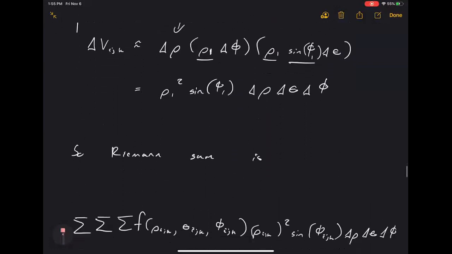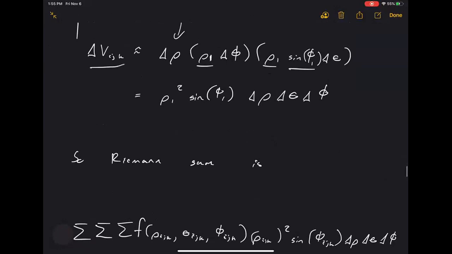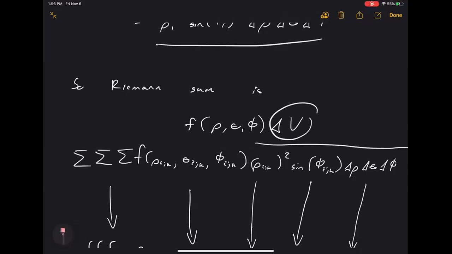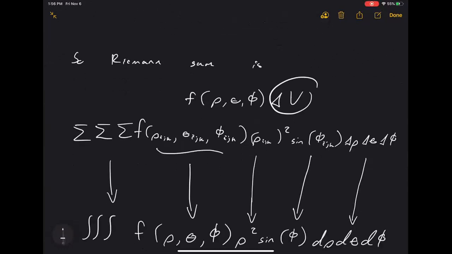Okay, the volume here is approximately this. So when I set up my Riemann sum, this f of my coordinates times my volume. What is my volume? My volume is this thing. Don't worry about the indexing too much. Remember, I have a bunch of boxes, a bunch of these wedges. So this I, J, and K just refers to specific wedges. And I have my function value on those wedges, and I have my volume of my wedges.